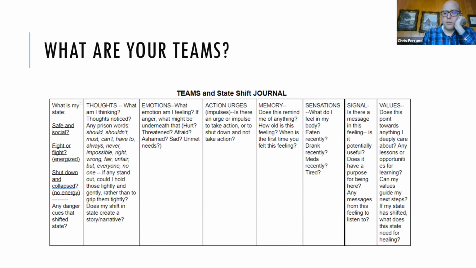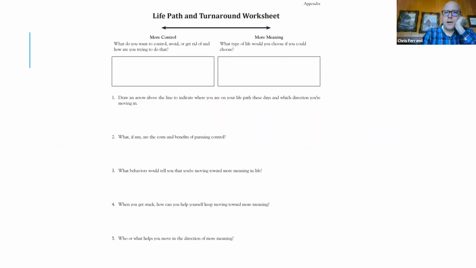I've given you all this as well, by the way. The life path and turnaround worksheet. So this is a lot like in the matrix, moving towards or away. And so this is just an exercise that you can do with them to kind of explore what more meaning might look like, what more control might look like, and to sort of prompt them to possibly do more approach and openness.